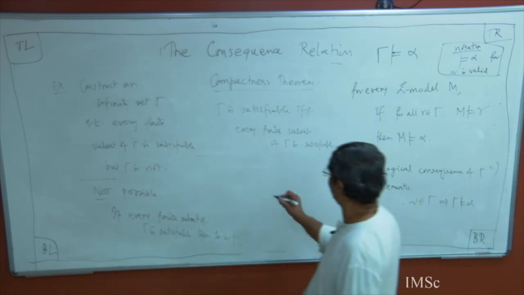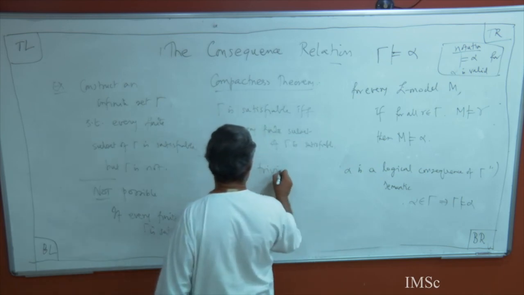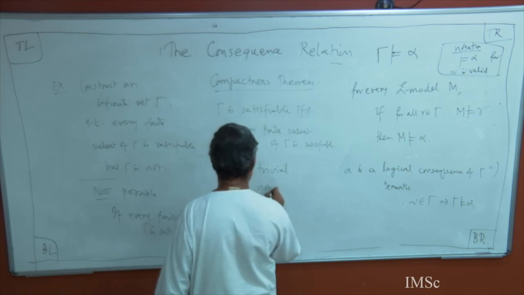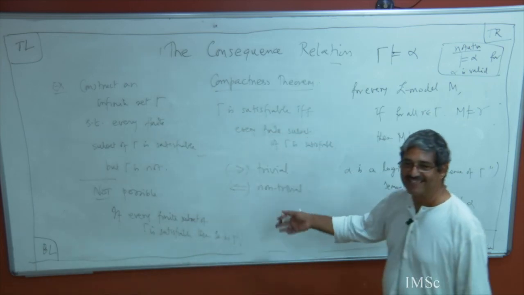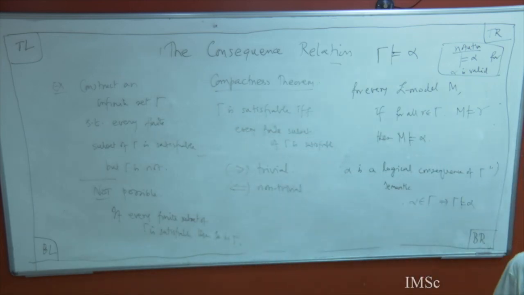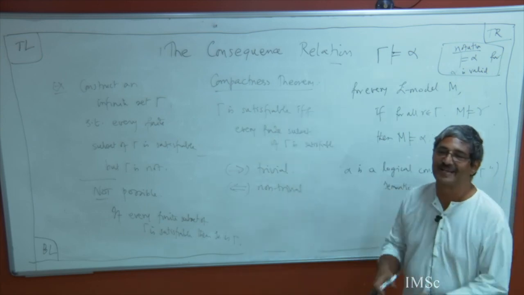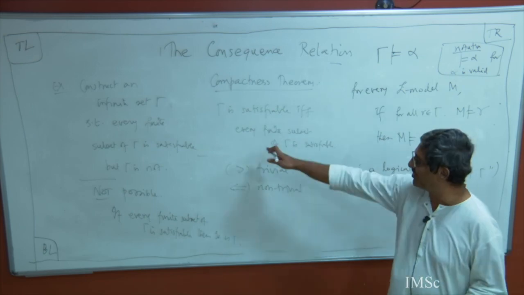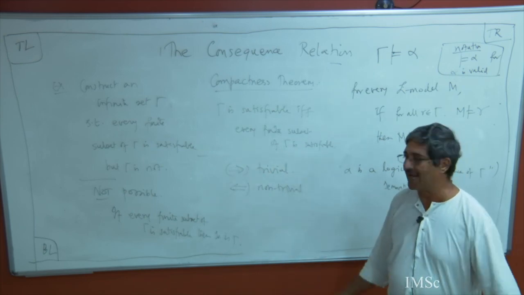This direction is trivial. And this direction is quite non-trivial. Nice to write proofs like this. This direction, what does it say? If gamma is satisfiable, there is a model that makes all of gamma true. So of course that makes every finite subset true as well, so you are done.